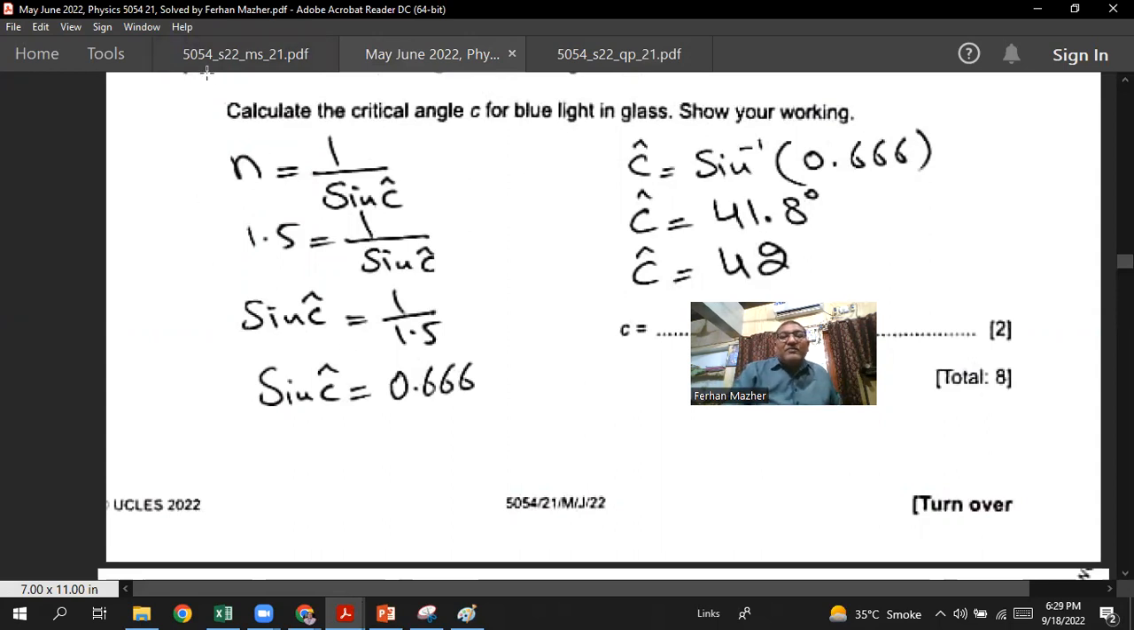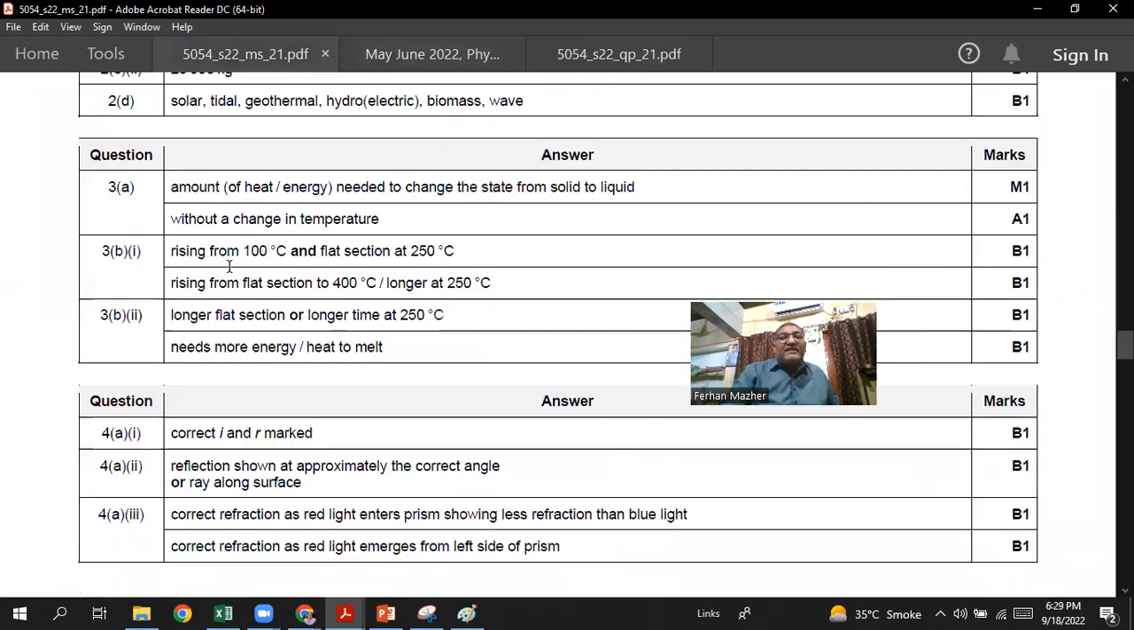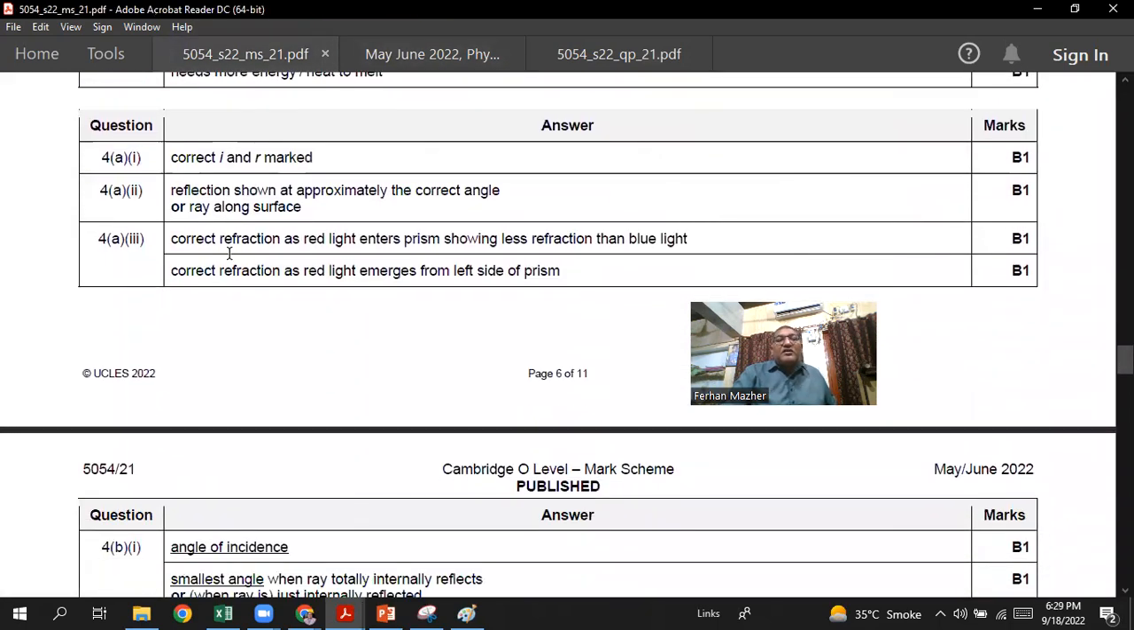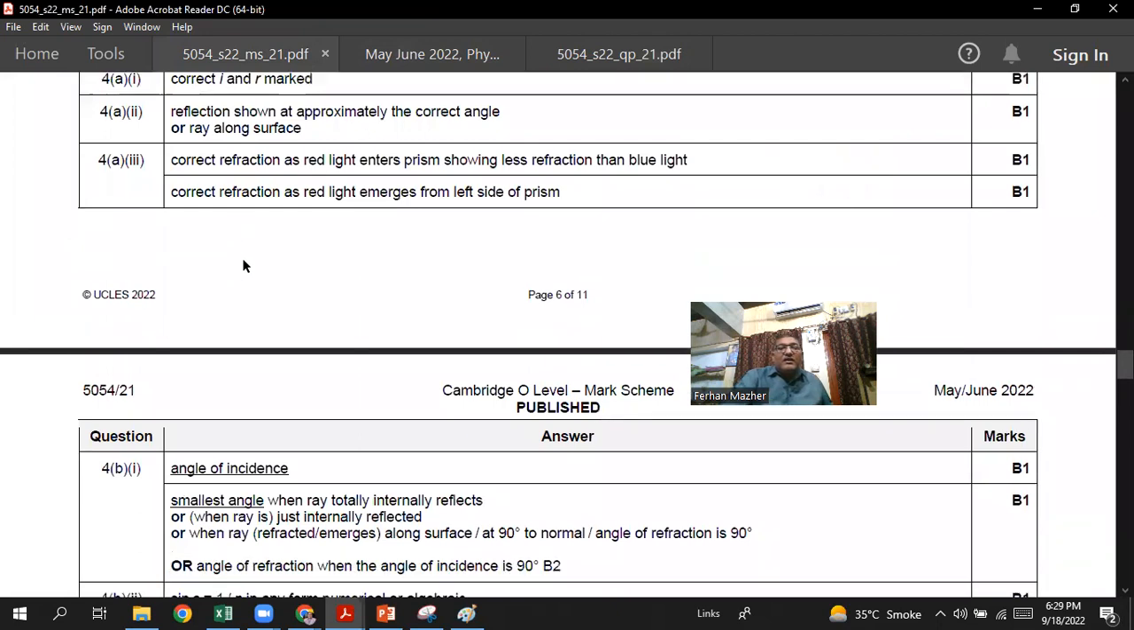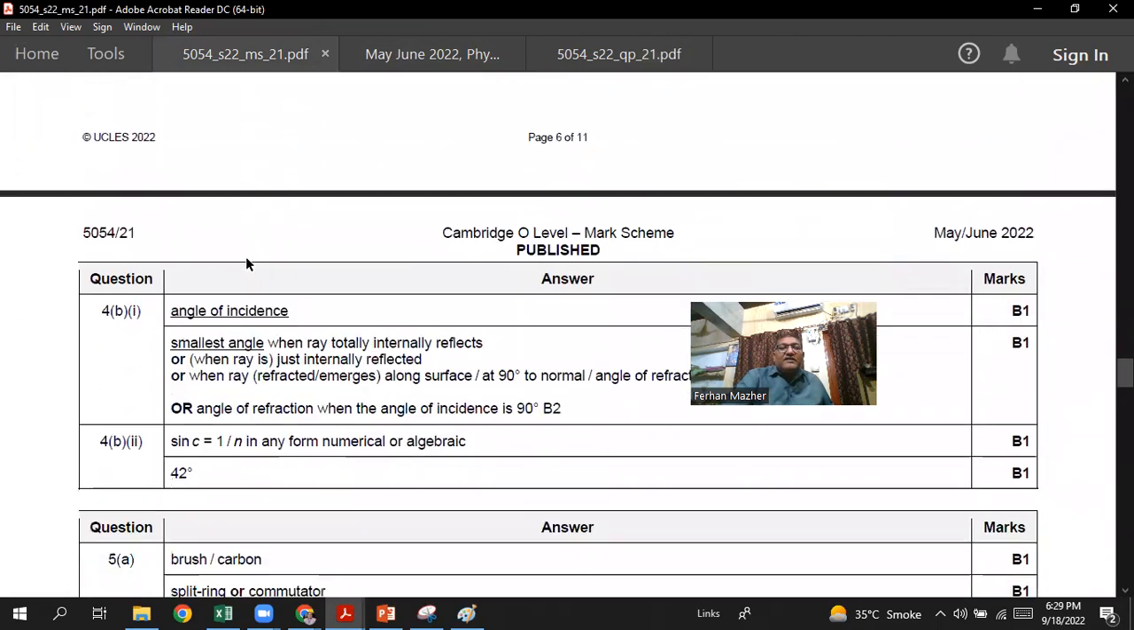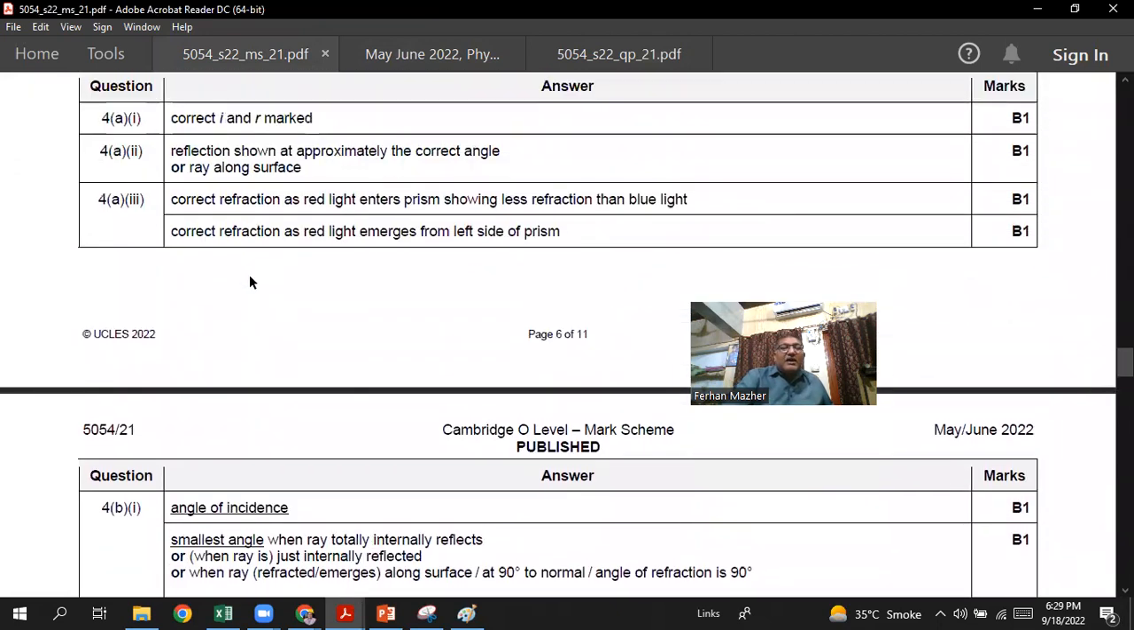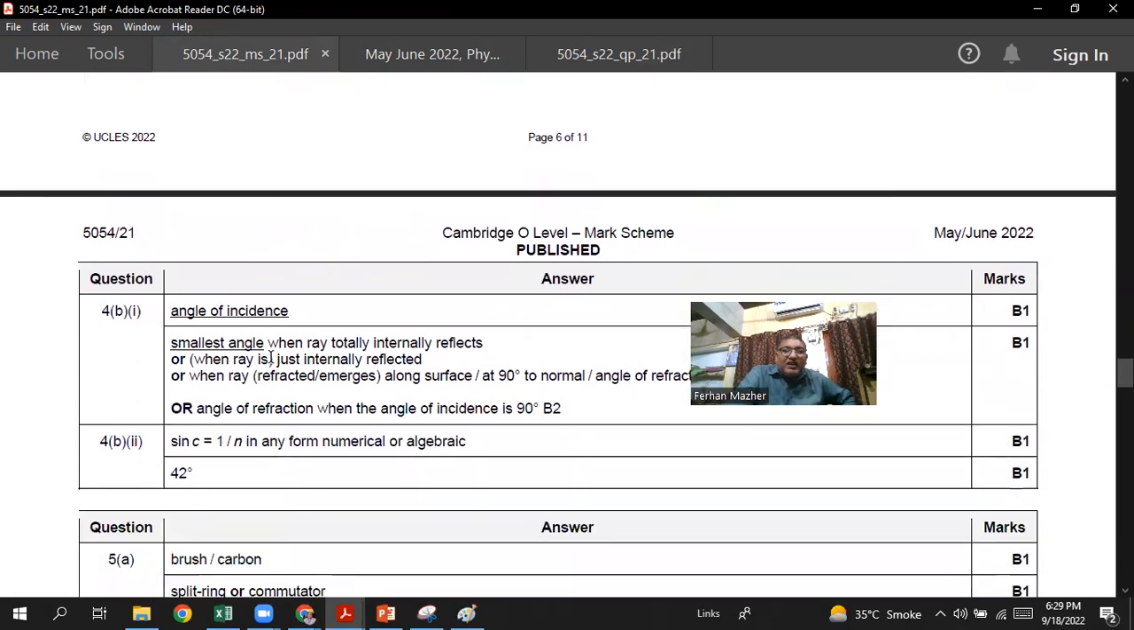So question number 4 is completed. Let's have a look at the marking scheme. My dear students, the marking scheme for question number 4 is showing up on your screen. You can pause the video and take your time. So our answers are right.